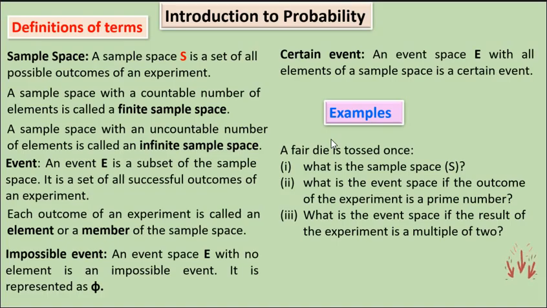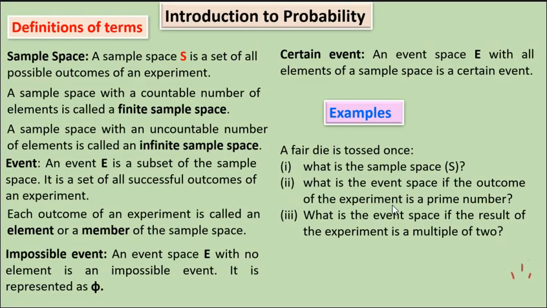Number two, what is the event space if the outcome of the experiment is a prime number? What will be the event space if we are getting a prime number? What if I'm getting a multiple of 2? What is the event space if the result of the experiment is a multiple of 2? Or let's say, what will be the event if it's a multiple of 2 or a prime number?